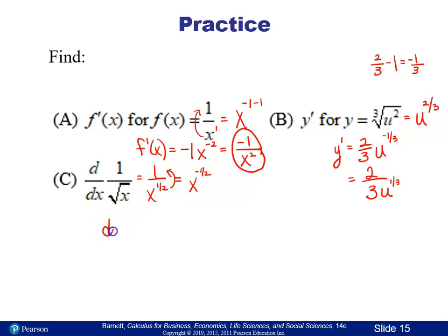The actual derivative itself is going to be, I'm going to bring the exponent down as a coefficient. And then I'm going to take 1 away from that existing exponent. So that would be to the negative 3/2. So negative 1 over 2, bump the x down to the denominator, and that would be our answer.